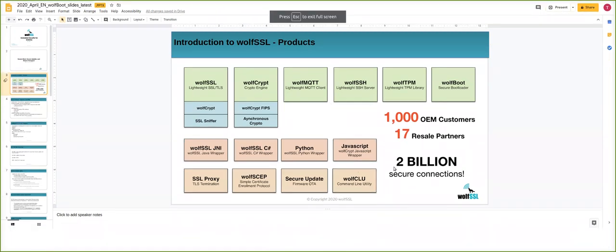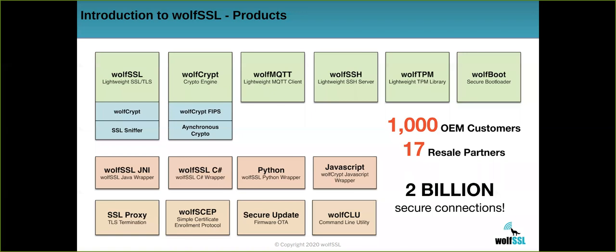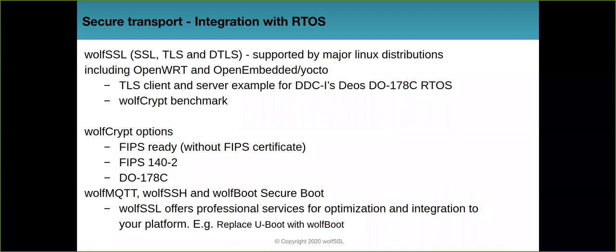Currently we are securing over 2 billion connections, and we work with over 1,000 OEM customers. We're really excited to lead in terms of bringing privacy and security, and now recently safety, to the industry. We're known for wolfSSL, which is our SSL/TLS product, supported by major Linux distributions, including OpenWRT and OpenEmbedded Yocto.